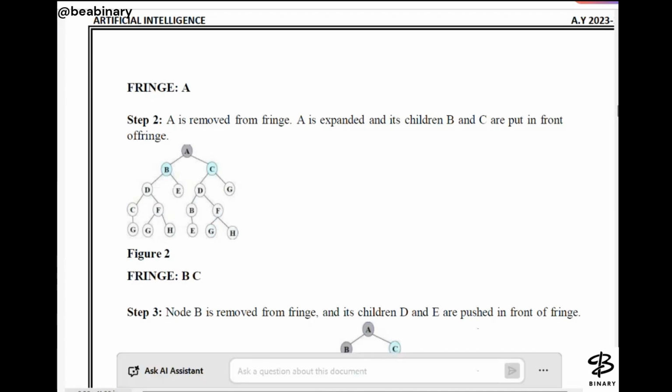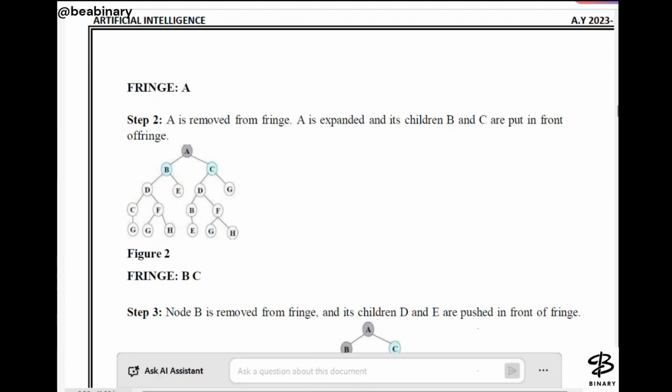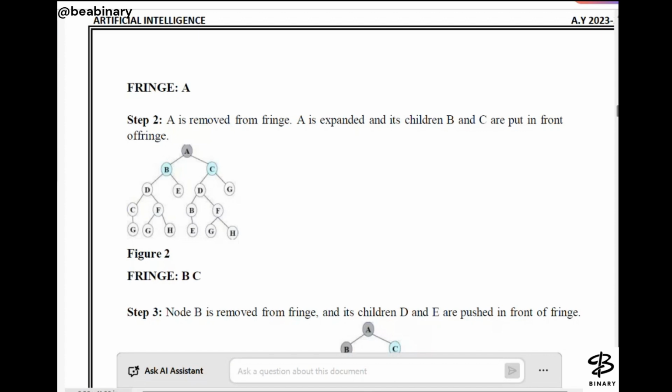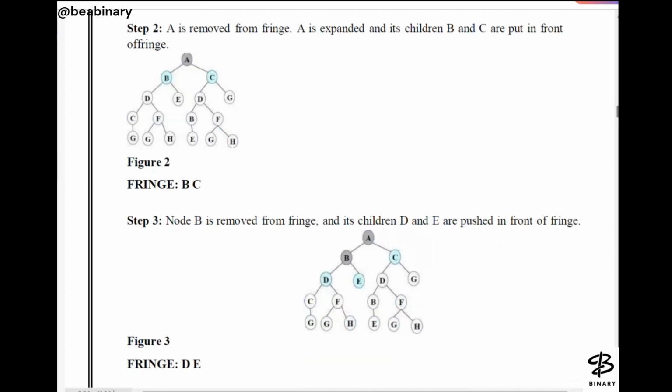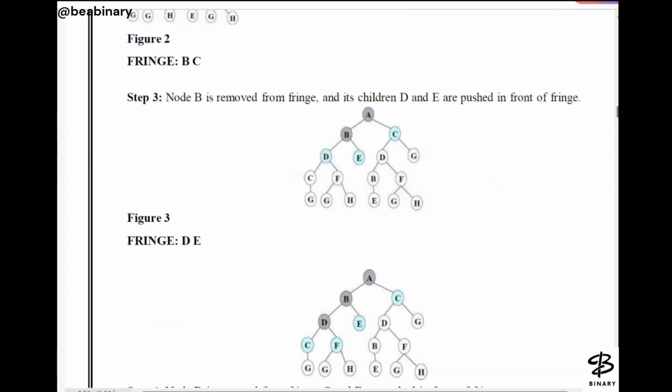And now node B is removed. The children of our root node A are B and C. Firstly, B will be removed from the fringe and its children D and E are pushed in the front of the fringe. What we were doing in our BFS, firstly we were expanding B and then we were expanding C. But in this case, we will expand B completely first and then we will expand C completely. So node B is removed from the fringe and its children D and E are pushed in the front of the fringe. So the frontier here is now D and E.